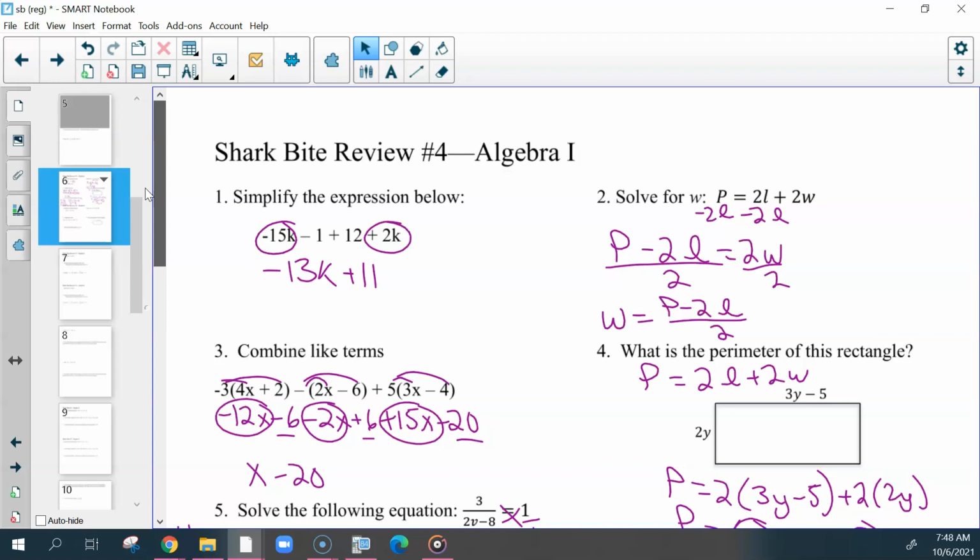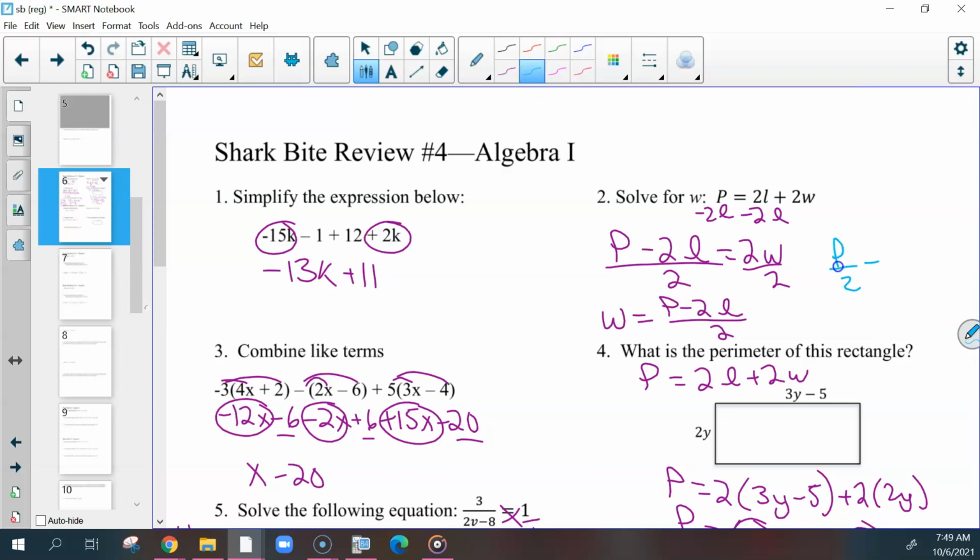You also could have simplified this. If you put it as dividing by 2, dividing by 2, so that would become p over 2 minus l. Either of those was fine.